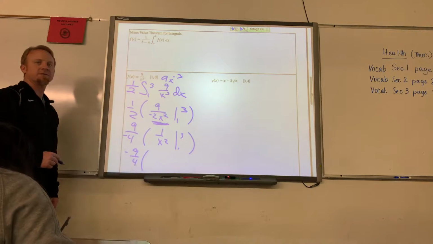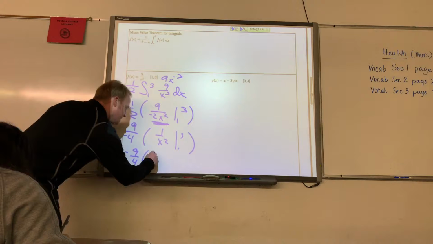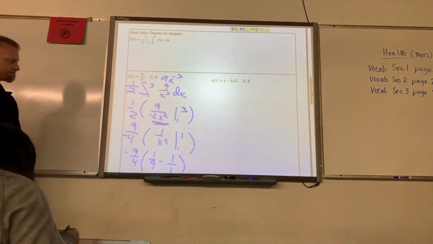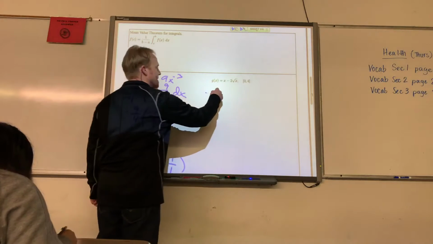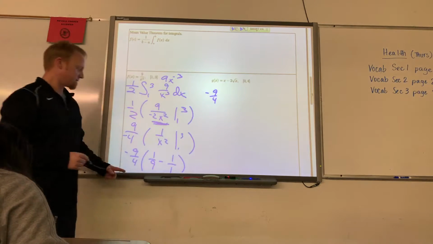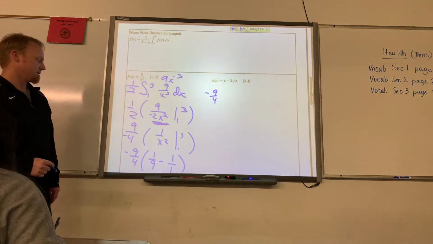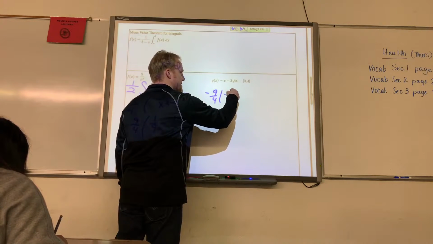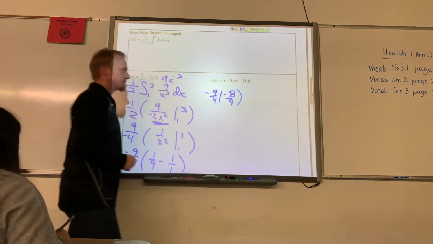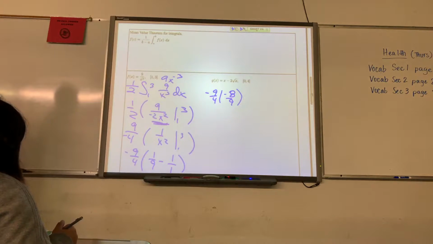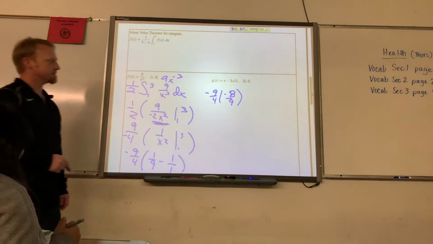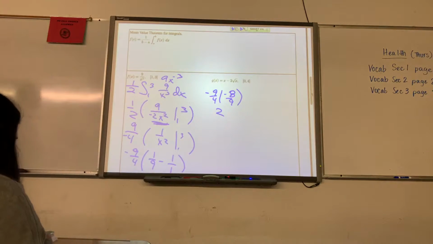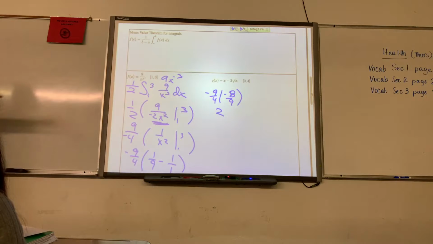Abby, which one do I plug in first? The top one. So 1 over 9 minus 1 over 1. So that gives me negative 9/4 times negative 8/9. Everybody agree with that? Yeah. And that gives me, we just happen to get 2 again. Not on purpose.